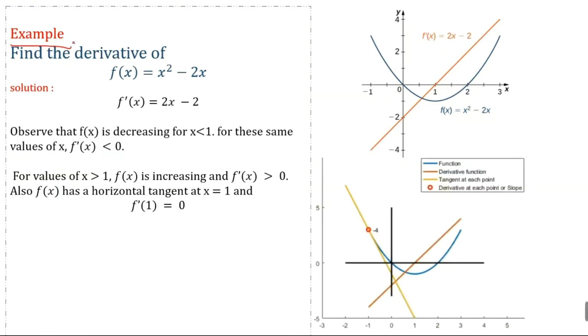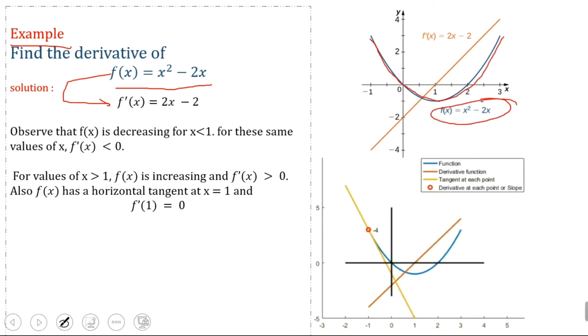Example: find the derivative of a given function, that is f of x is equal to x square minus 2x. The derivative of this function is f prime of x is equal to 2x minus 2. And this is the graph of the given function, f of x is equal to x square minus 2x, and this is the graph of the derivative function, that is 2x minus 2.